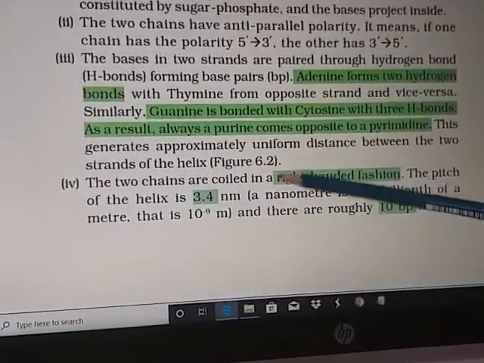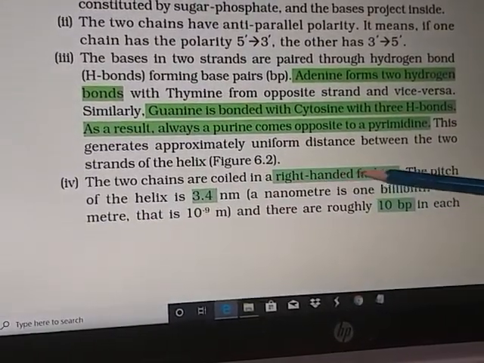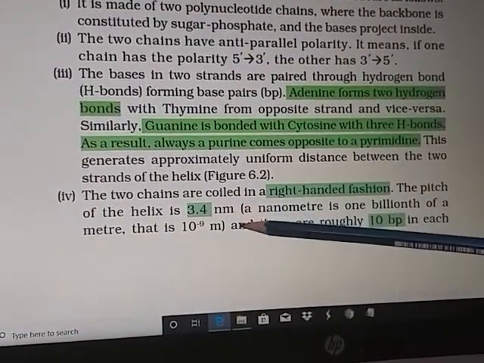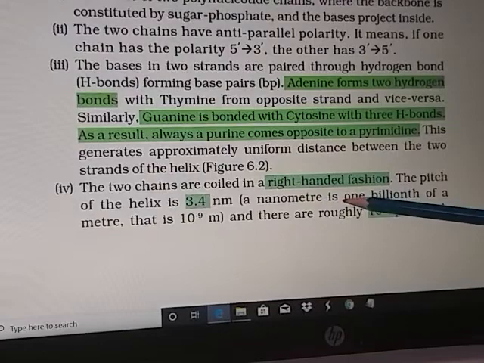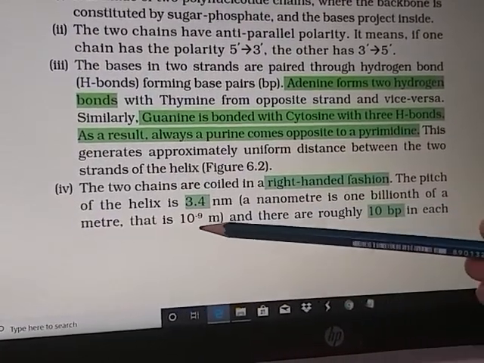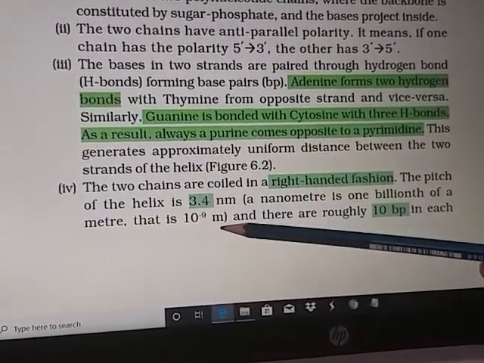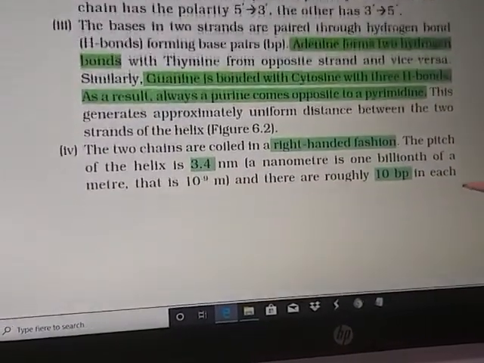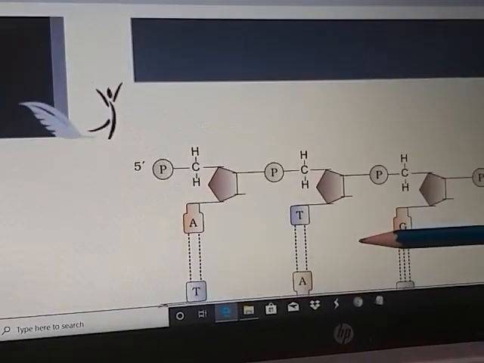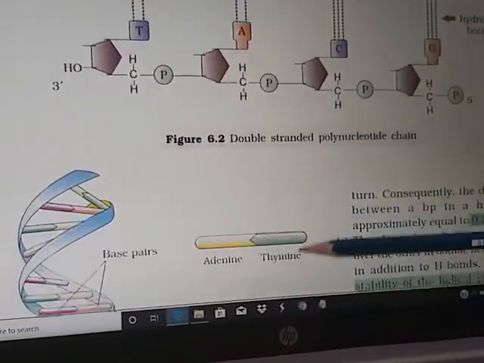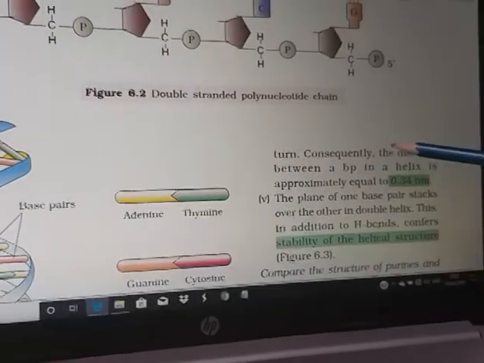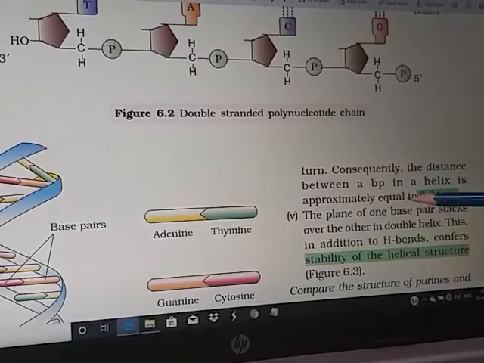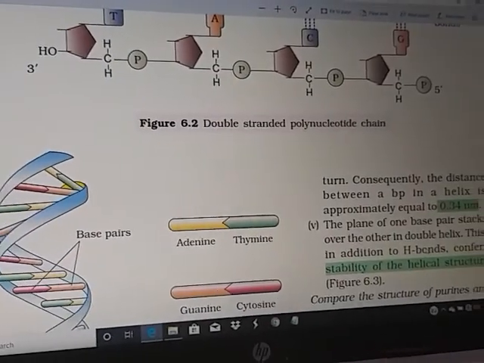The two chains are coiled in a right-handed fashion. The pitch of the helix is 3.4 nanometer. 1 nanometer is 1 billionth of a meter. This is 10 raised to power minus 9 meter, and there are roughly 10 base pairs in each turn. Consequently, the distance between the base pairs in a helix is approximately equal to 0.34 nanometer.